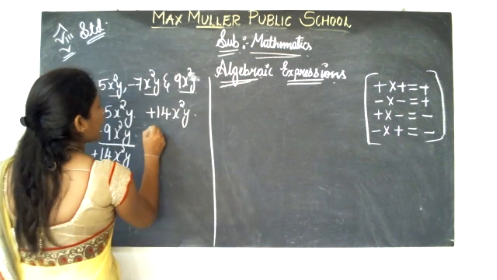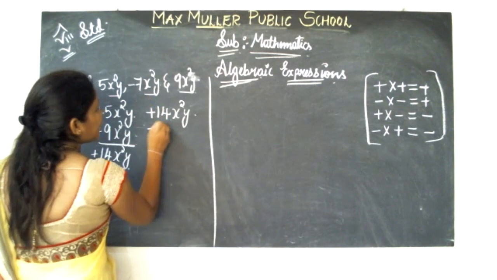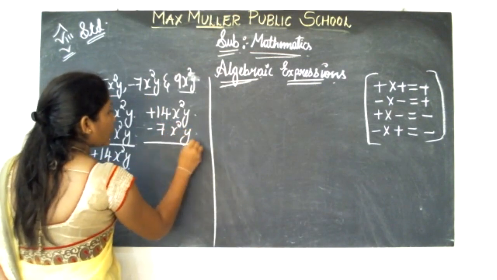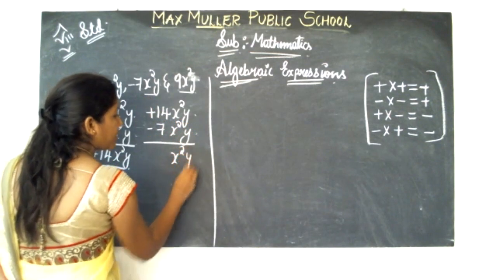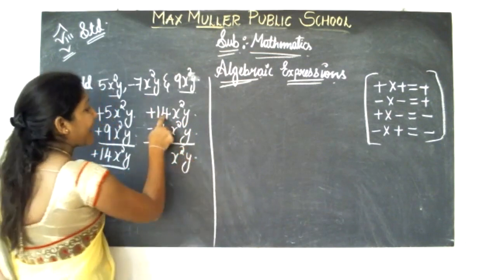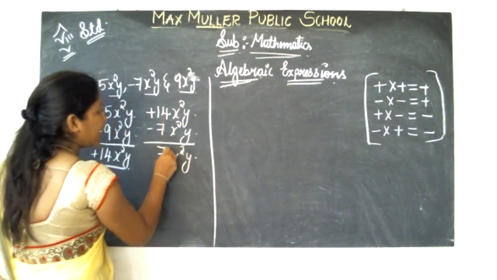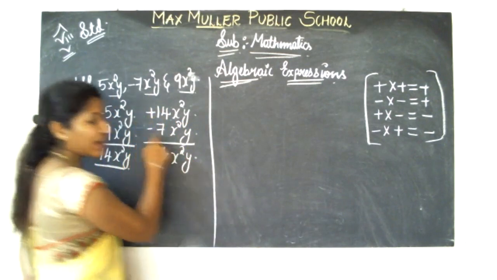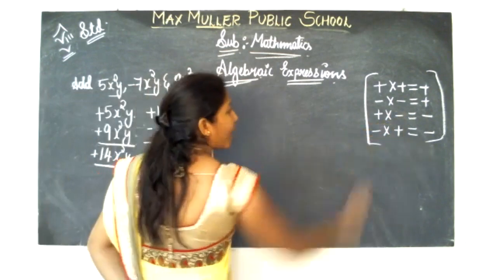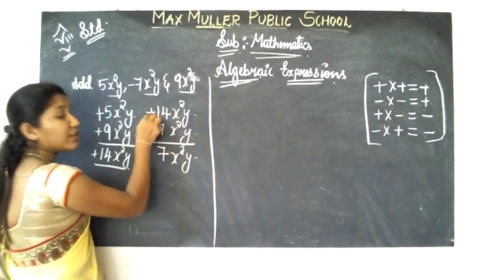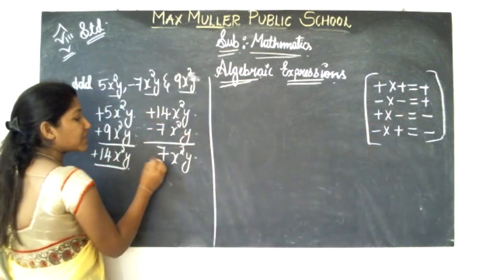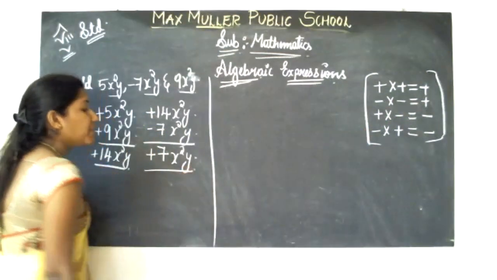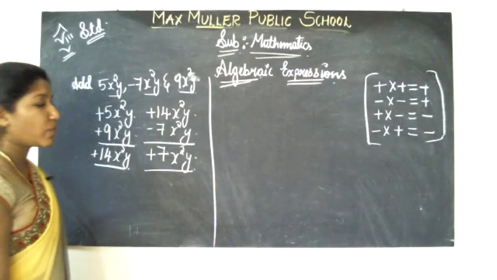And then minus 7x square y. Now write the variable x square y like that only, and then 14 minus 7 is 7. Why are you subtracting here? One is a plus sign, another one is a minus sign. You have to subtract and put the greater number's sign. Here 14 is the greater number, so you put the plus sign. So your answer will be plus 7x square y.